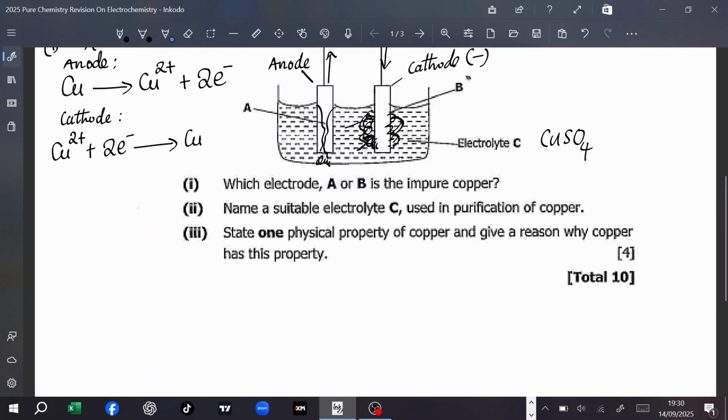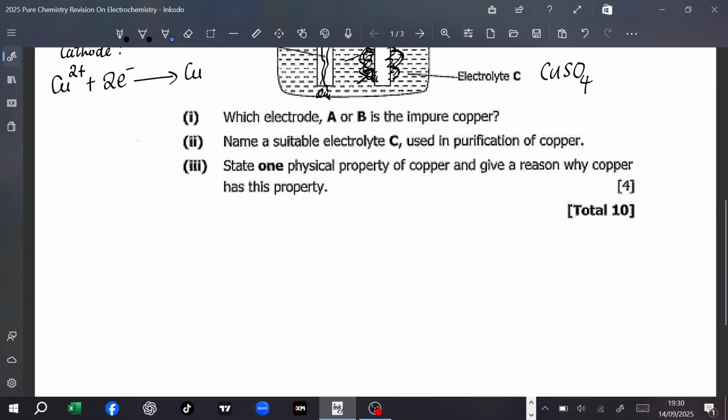Here again we go to Roman numeral 2, which says name a suitable electrolyte C used in the purification of copper. Okay, we have already mentioned it here. So the suitable electrolyte is acidified copper(II) sulfate solution.